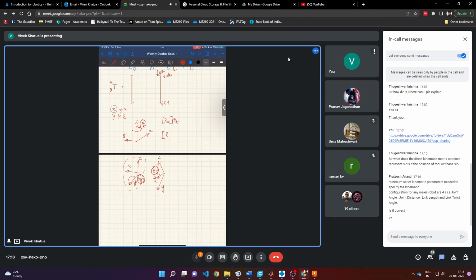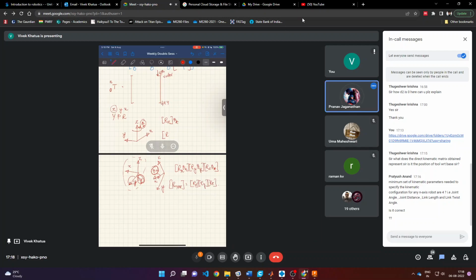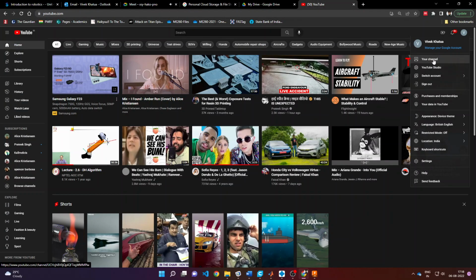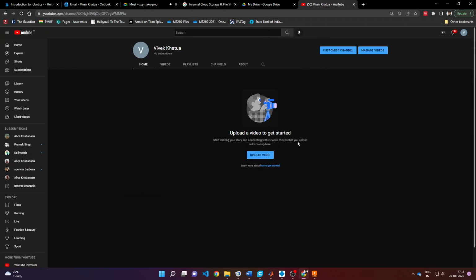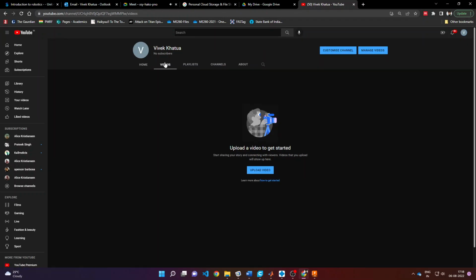Now your composite matrix will look like this: Rx theta x, Ry theta y, Rz theta z. This will be your composite rotation matrix. The rotation for yaw pitch roll will be something like Rx, Ry, Rz. If you do this, you'll get it. Thank you, sir.